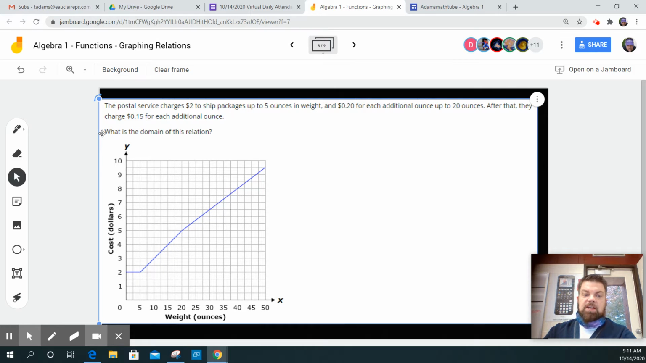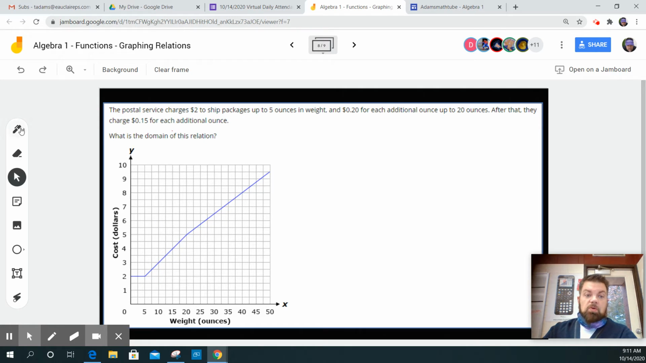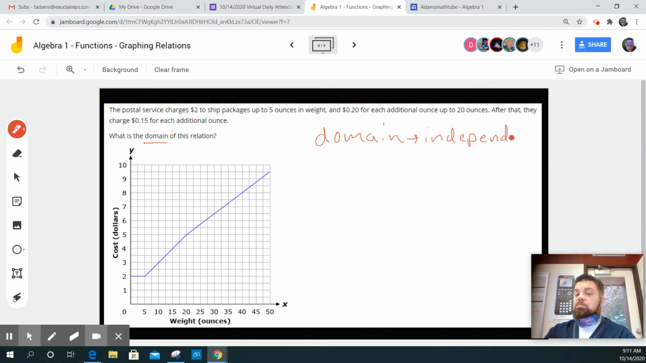So the question then is, what is the domain? Well, let's talk about what the domain is. So what is the domain of this relation? Well, the domain is really the possible independent variable values, right? So remember that the domain is associated with the independent variable.